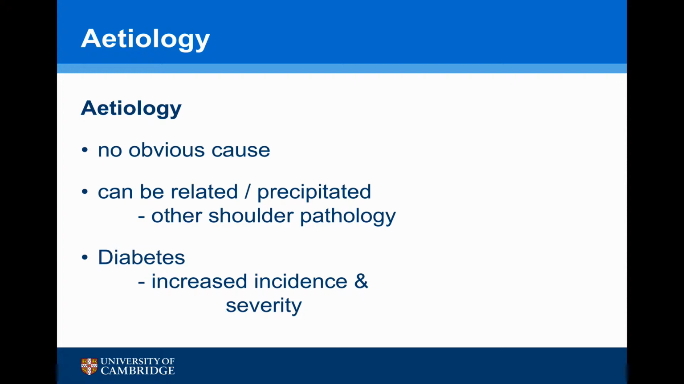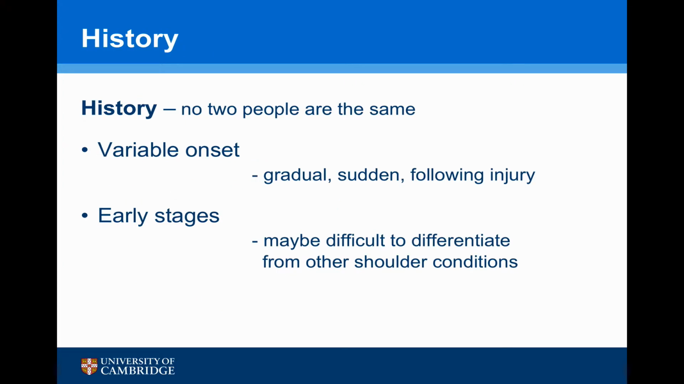However, it can be related to or precipitated by a shoulder injury or other underlying shoulder pathology. We do know that people who have diabetes have an increased incidence of developing a frozen shoulder and tend to have the most severe version. Although everyone with a frozen shoulder has three symptom-related phases, their history can be very different, and no two people are the same. There can be a variable onset. Some people notice a gradual onset of pain, others notice a sudden pain when they wake up one day, and others can develop it following an injury.